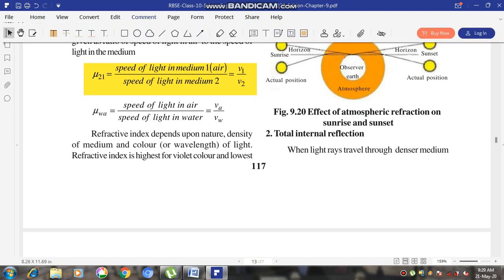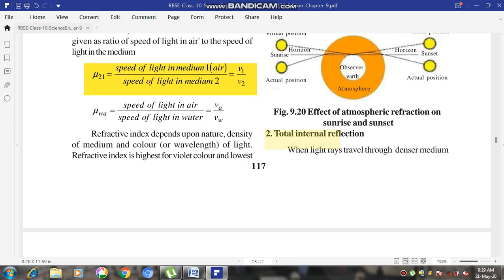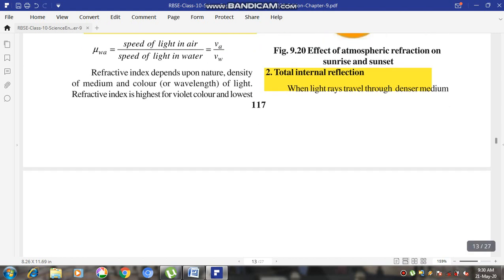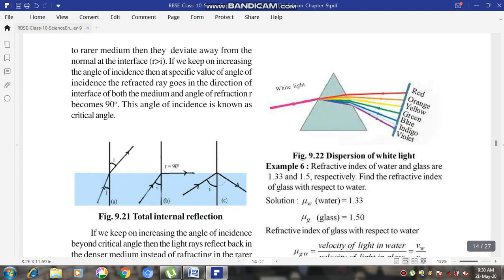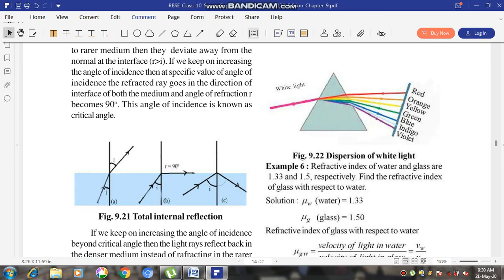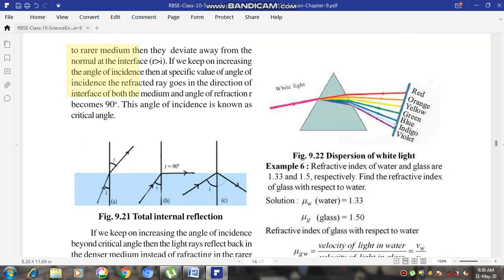So that is the total internal reflection. It says that when light travels from a denser medium to a rare medium, then it deviates away from the normal at the interface, that is, angle R is more than angle I. So when a light travels from the denser medium to the rare medium, it deviates away from the normal at the interface, that is, the refraction angle is greater than the incidence angle.